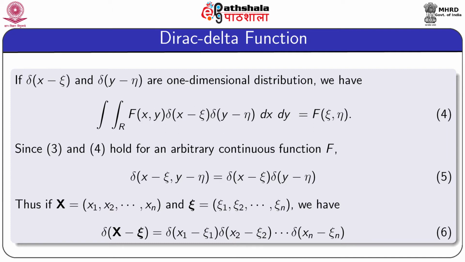Now, this result can be generalized if x is an n dimensional vector x1, x2, ..., xn and xi is an n dimensional vector xi1, xi2, ..., xin. Then we can prove that delta of vector x minus vector xi is equal to delta of x1 minus xi1 times delta of x2 minus xi2 times ... times delta of xn minus xin.